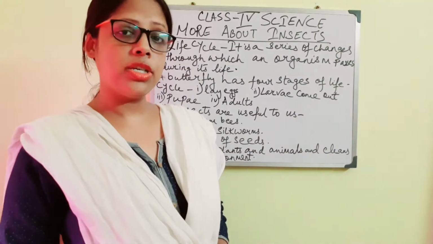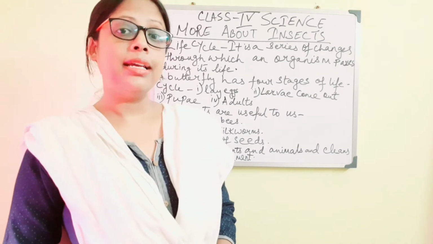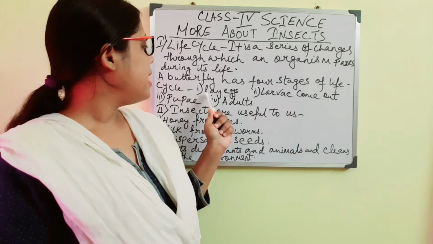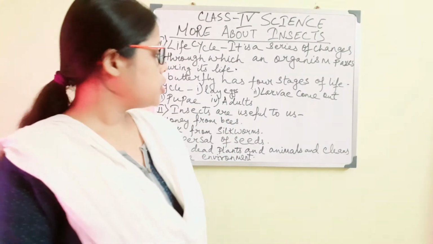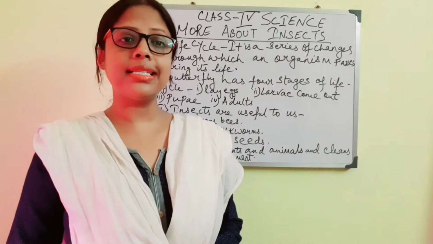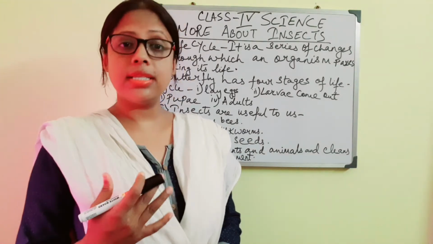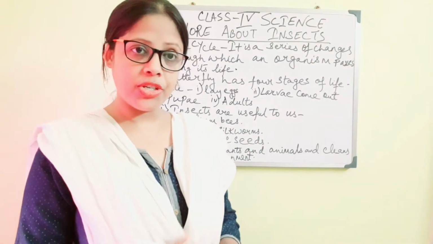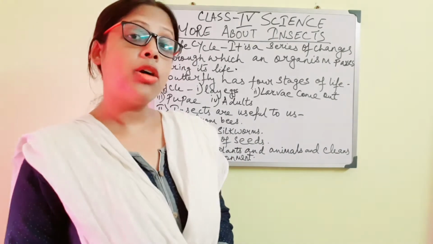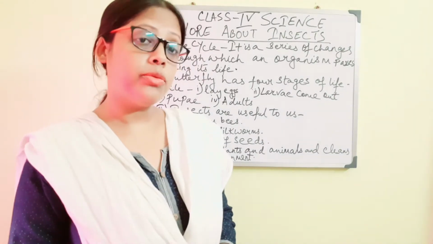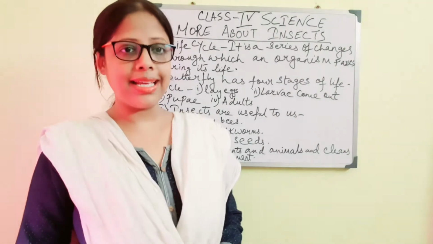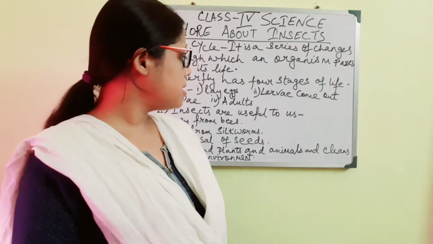The first stage is that the butterfly lays eggs. So the first stage we see it lays eggs. So butterflies lay eggs first thing. The second stage is that when these eggs hatch, what comes out? A larva. A larva called caterpillar comes out in the second stage. Now, after the second stage, what happens in the third stage?